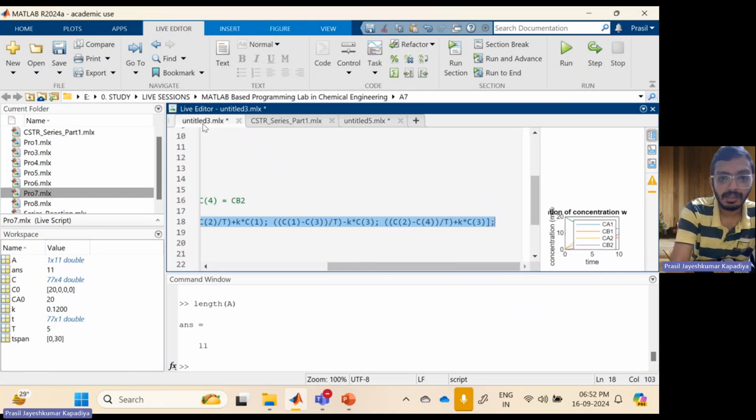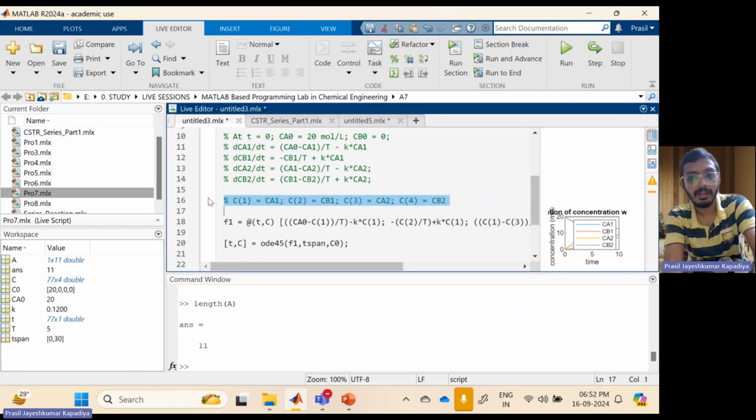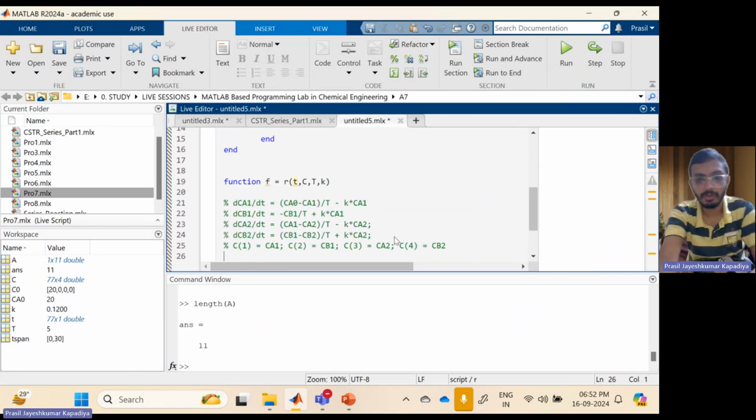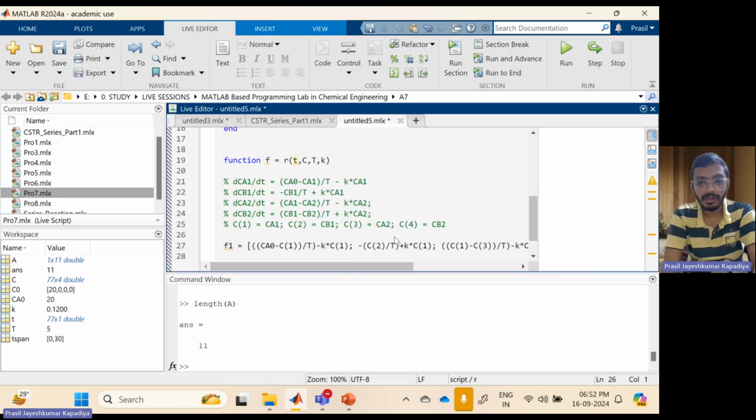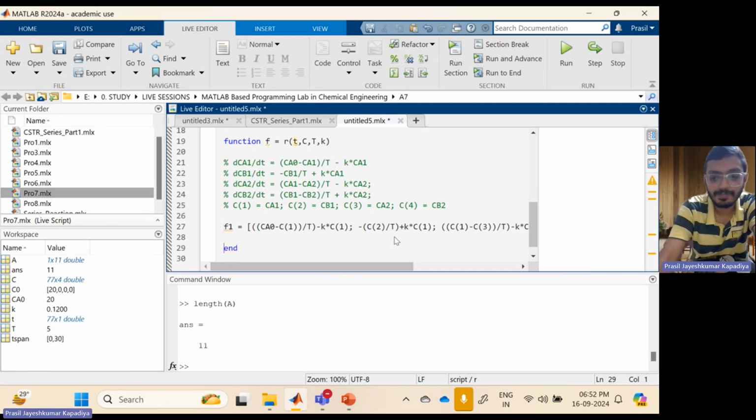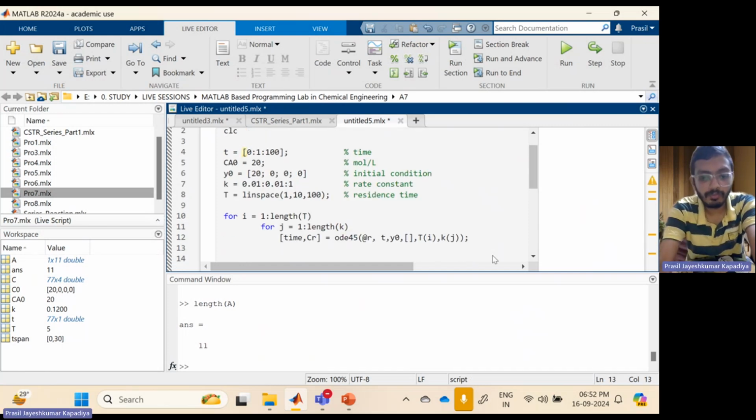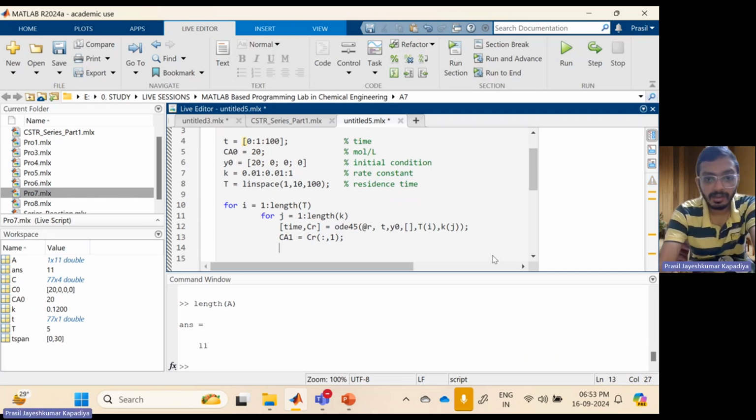Correct? And here the same thing, we can also add further for understanding what is C of 1, C of 2 and all those terms. Okay, so these we have already defined. Correct? And now I can put one end. Okay, end is already there. So here now my CA1 is CR, all rows and first column. Correct? That will be my CA1. And my CB1 will be equal to CR, all rows, second column.